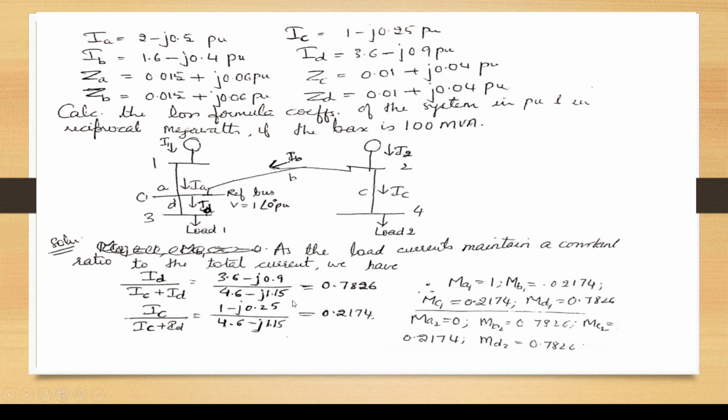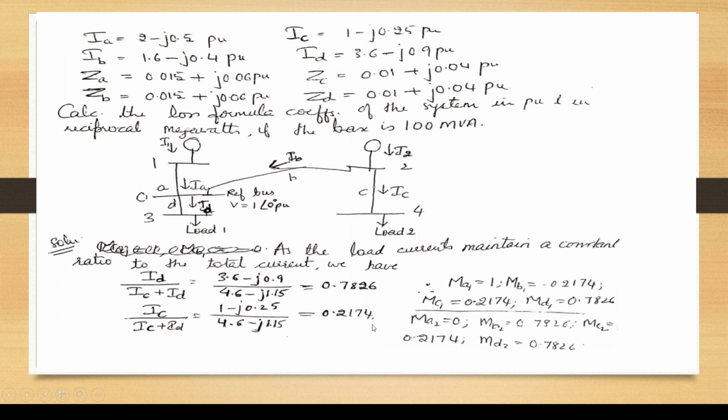So we got this ratio as 0.7826. And IC by IC plus ID equal to what? IC value is how much? 1 minus j0.25 divided by IC plus ID, 4.6 minus j1.15. So this value I got as 0.2174.